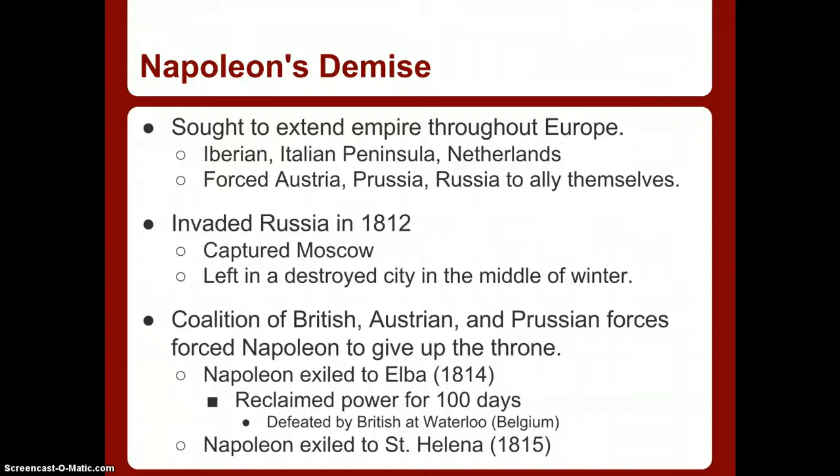He is going to escape, reclaim power for about another 100 days before he's finally defeated by the British at Waterloo, which is in Belgium, before he is going to be exiled further from Europe into a small island called St. Helena in 1815. It's at that island that he is going to eventually die. And after Napoleon is deposed, the French nobility will return, so on and so forth.